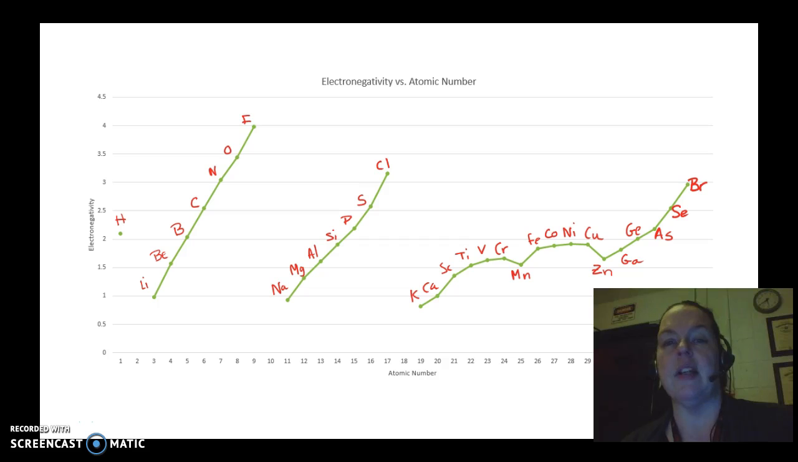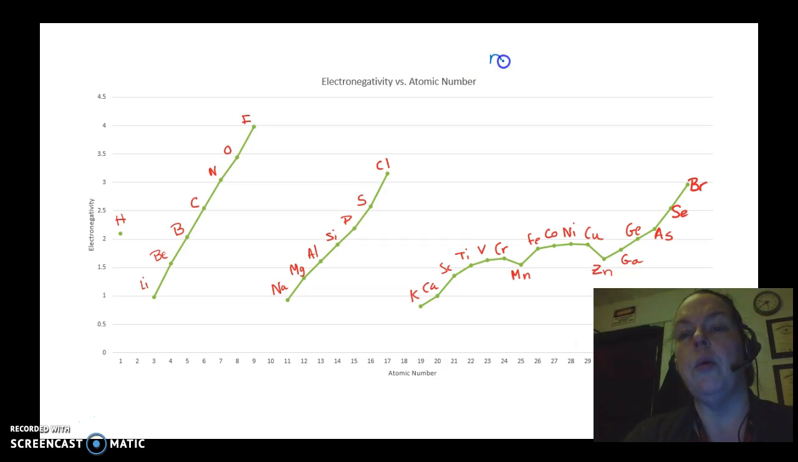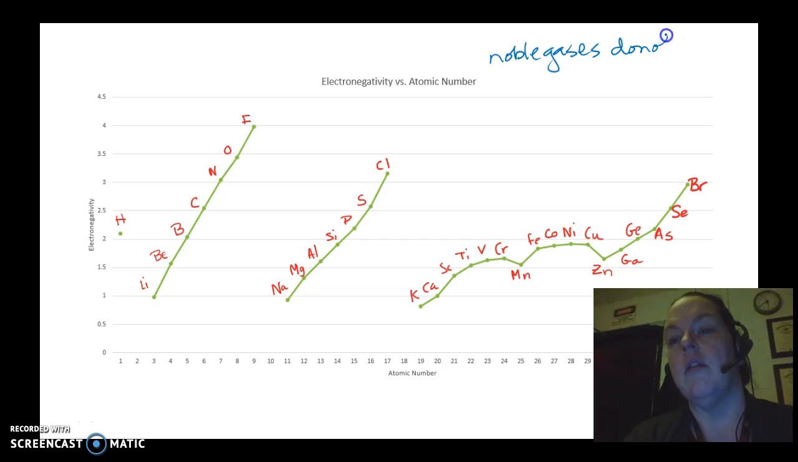So the last graph was electronegativity versus atomic number. So let's look at this. We can definitely see that there's something weird going on here because we have lines with breaks. We don't have a continuous line. So we do know something. We know that the noble gases do not have electronegativity.